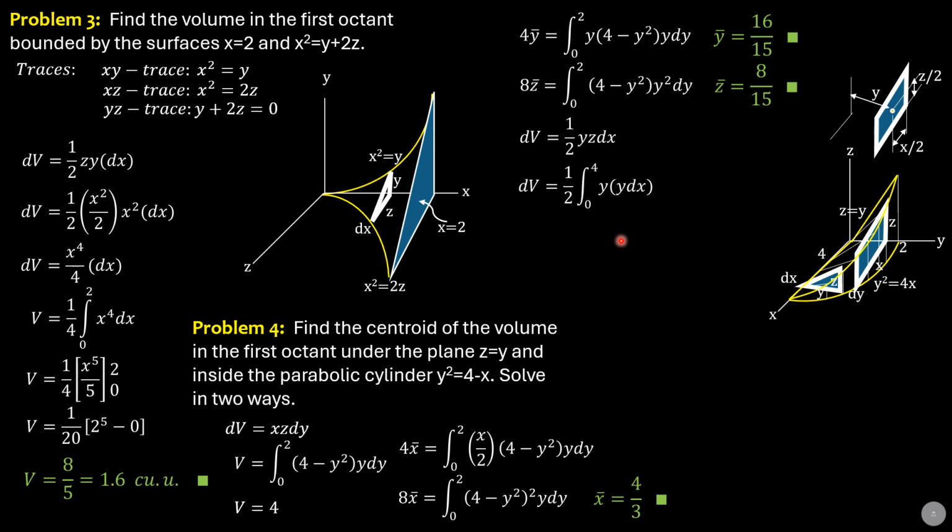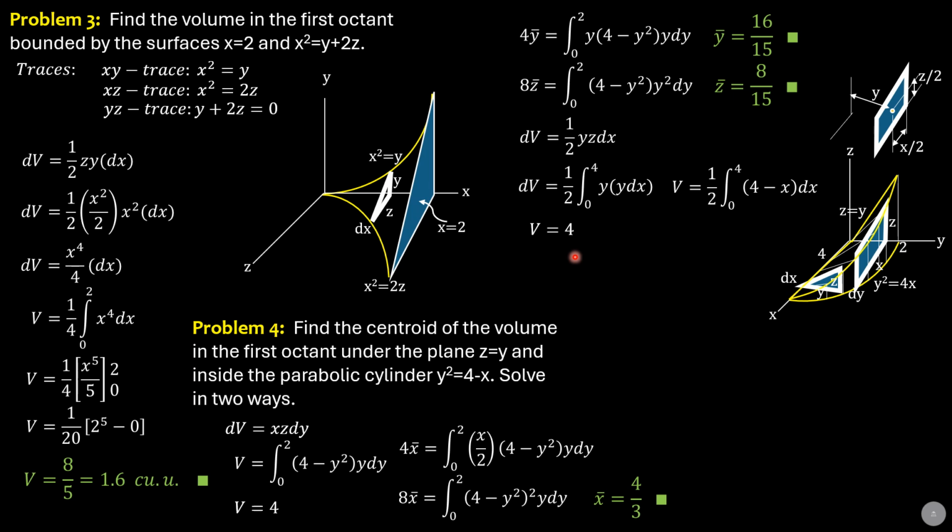So dv equals 1/2 of y, and z is also y, dx. So it is y squared, which is equal to 4 minus x, dx. So volume equals 1/2 integral from 0 to 4 of 4 minus x dx. Of course the integral is 4x minus x squared over 2 from 0 to 4, then the answer multiplied by 1/2. Or you can use your calculator for board exam purposes. So volume equals 4.